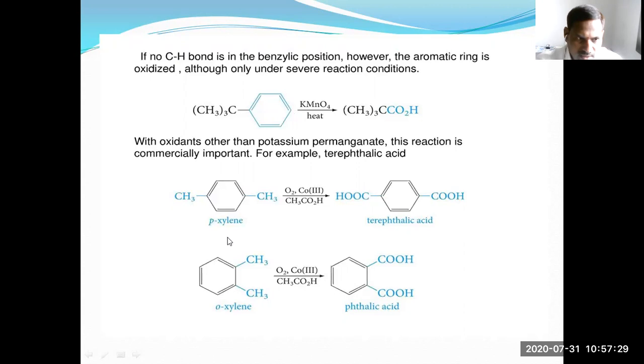Here xylene, two methyl groups present on benzene. The compound name is paraxylene. Two methyl groups are present at the 1,4 position, para positions. That's why paraxylene. It undergoes oxidation, you can get terephthalic acid. Orthoxylene, you can take the orthoxylene, you can get phthalic acid. So two side chains undergo oxidation, you can get two benzoic acid groups on benzene.